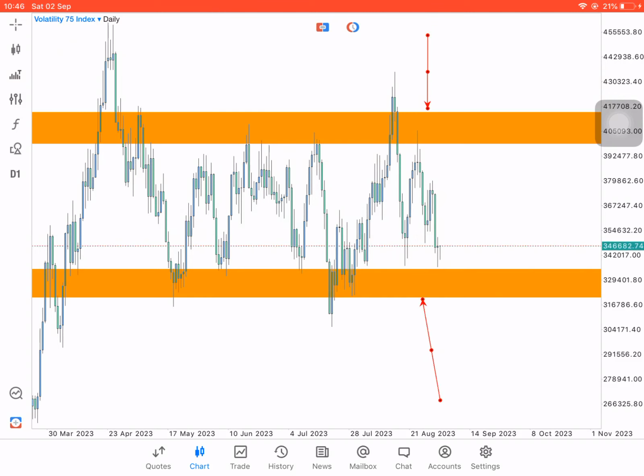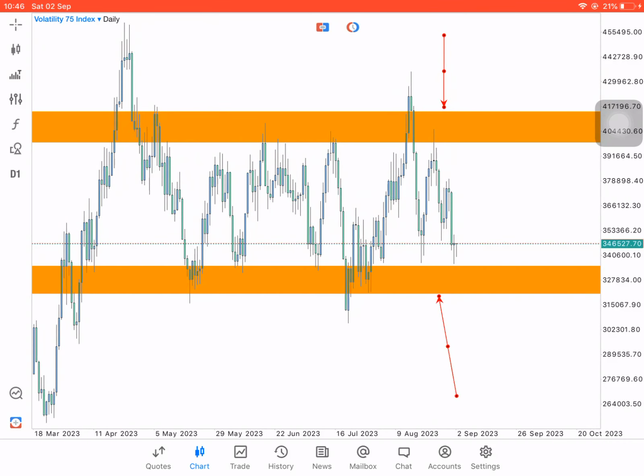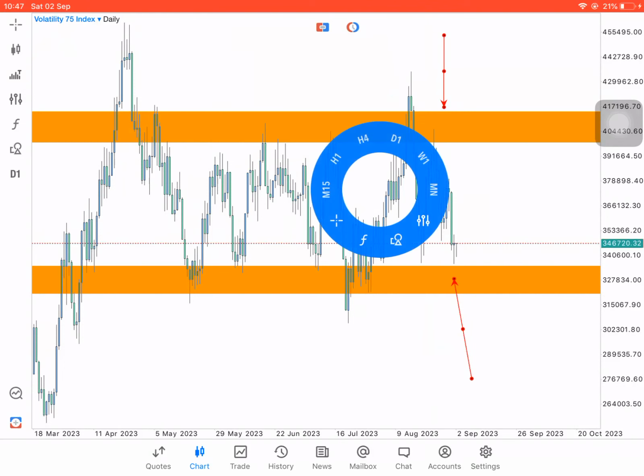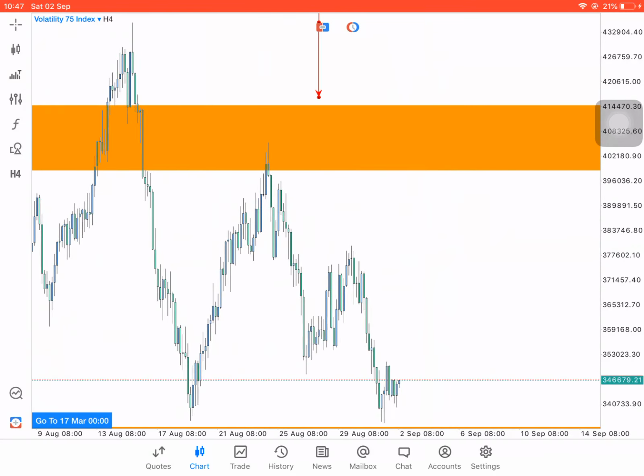So now that I see on my daily that the market is just playing around my lows, and I see that it's rejecting at my lows, let me go to my 4-hour and see what the 4-hour is going to give me that I can work with before I take these buys, right?